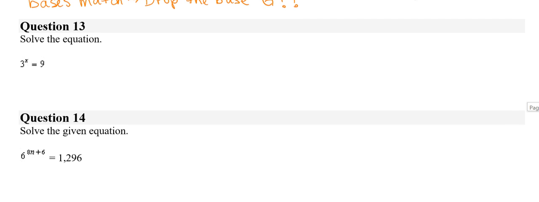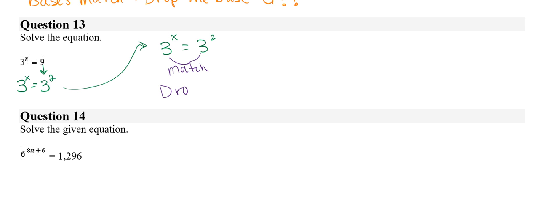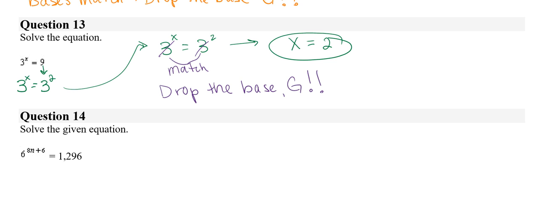Now the problem with this next one is the bases don't match, so we can't drop the base, G. But we can replace 9 with 3 squared. Okay, now it looks like this. Now the bases match. So we're going to drop the base, G. Cross them off. You're left with x equals 2. No solving there.